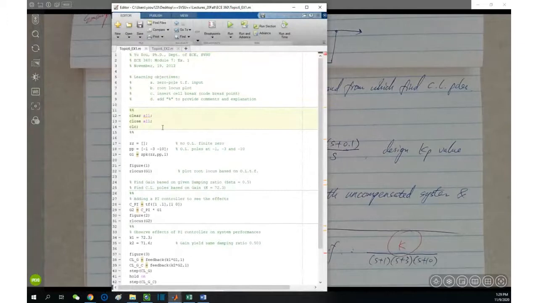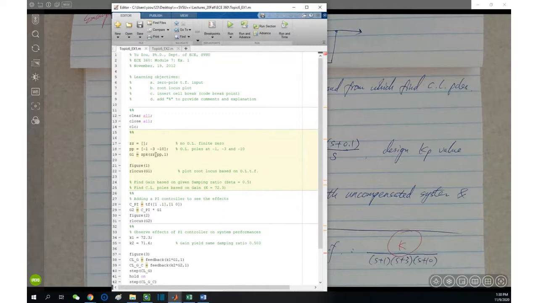Here I'm writing the code. I break the code into different sections. Okay, so the first section I give some kind of title and names, etc. Second section here highlighted by yellow. I clear all, close all, and clean the screen as well, okay, without any interference from previously used data and plots. And then I start to plot this open loop transfer function root locus.